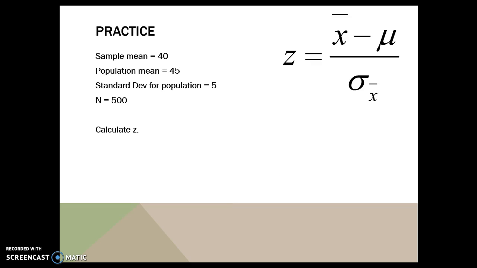So you try with this one. Don't forget that standard error is the standard deviation divided by the square root of n. So take a minute and calculate z. So in this case, we get a very large z of about 22.7. So we have to decide, is it significant or not?